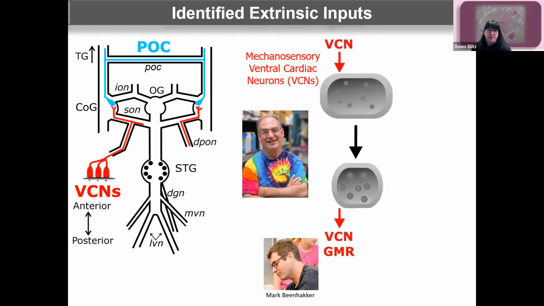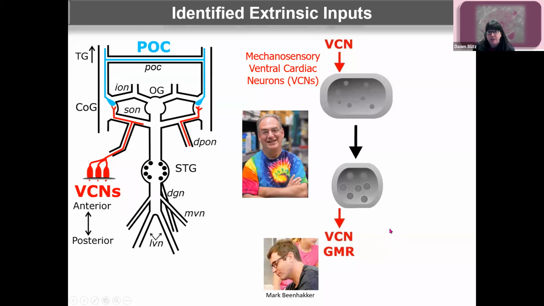So this was good timing for me as I came back to the lab, because Mark Beenhakker, through his dissertation work, had very nicely described this population of mechanosensory ventral cardiac neurons, or VCNs. They're neurons that are located at the midline in the cardiac sac. They are activated by stretch of the cardiac sac region, and activate projection neurons, which then elicit a particular gastric mill rhythm that I'll call the VCN gastric mill rhythm.